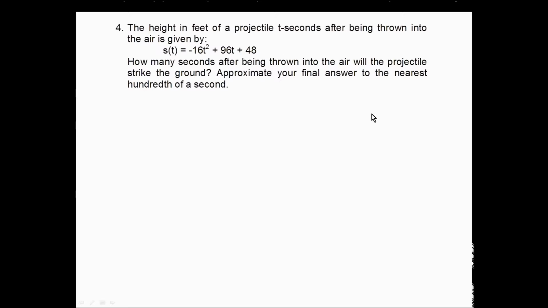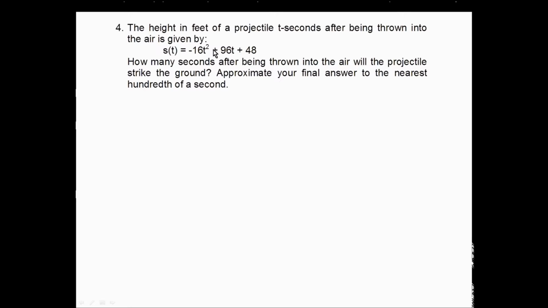Now, in case you're wondering, what do the numbers mean? The negative 16, that's half the acceleration due to gravity in the English system. The 96 that's in front of the t, that's the speed that we threw the object up in feet per second. So we're throwing it at about 96 feet per second. That's just a little over 60 miles per hour. The 48 means you were 48 feet above the ground when you threw it.